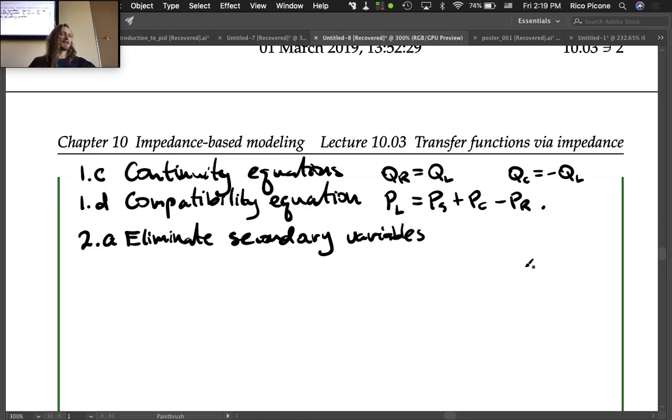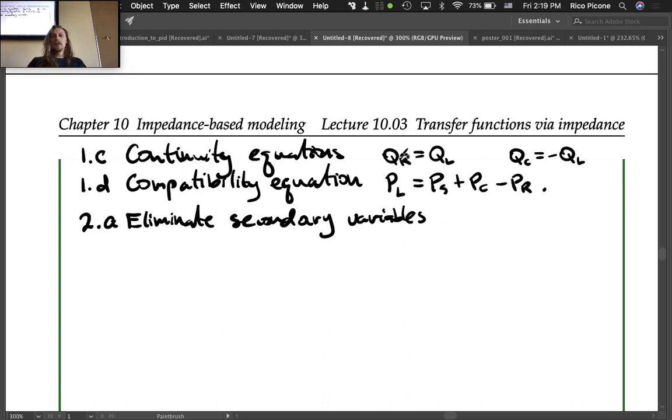But this first step, we know that QR equals QL, but that doesn't help us. So let's go ahead and eliminate secondary variables. Unfortunately, kind of, QR is a secondary variable, so we're going to eliminate it. But fortunately, QL is a primary variable, so we're not going to eliminate QL, and we know that those two are equal to each other. This always works this way.